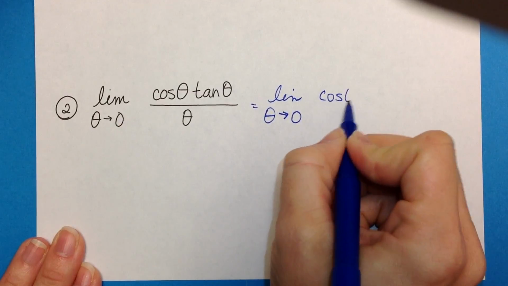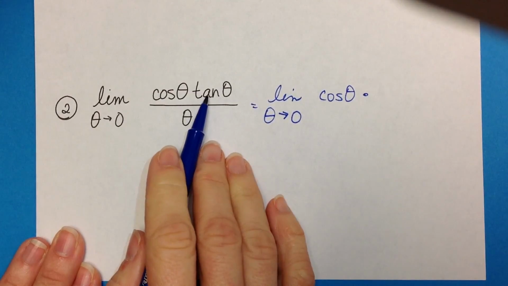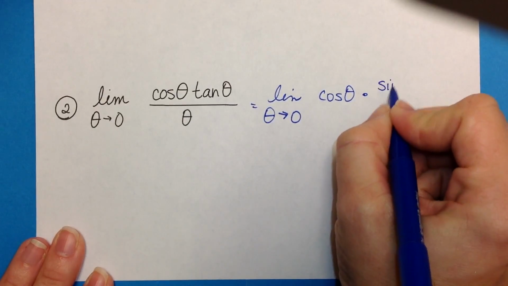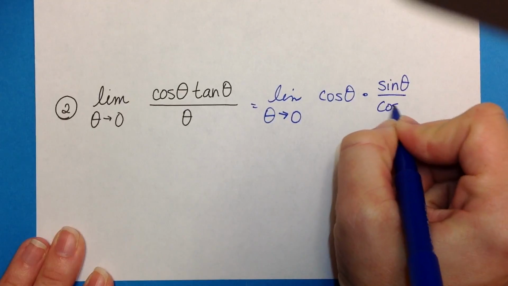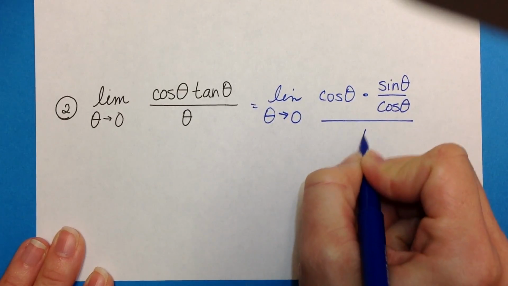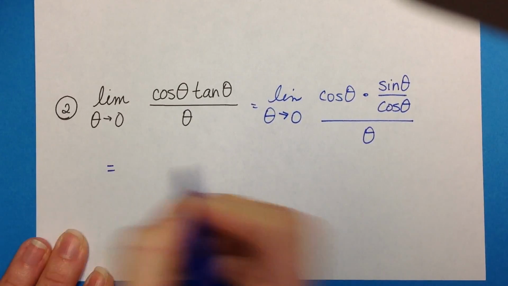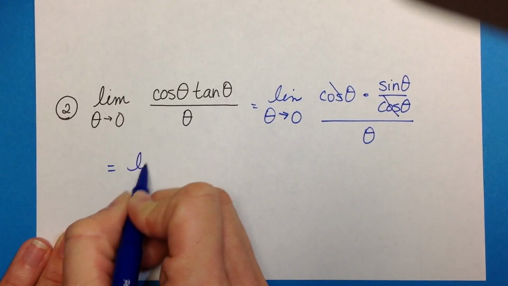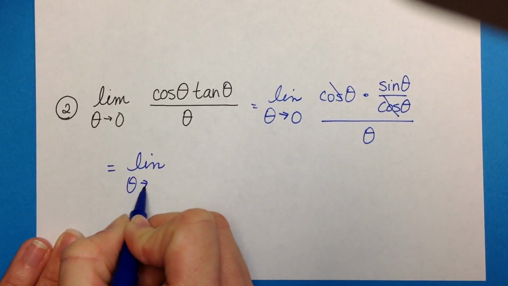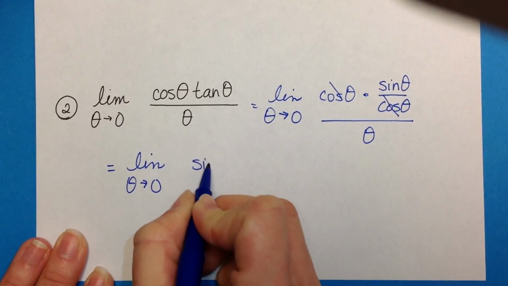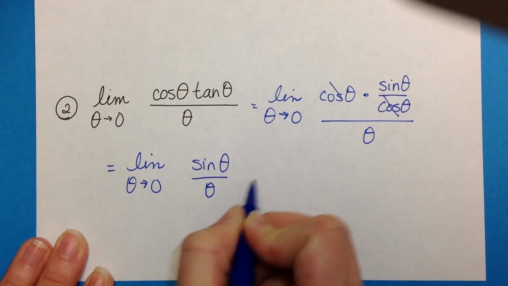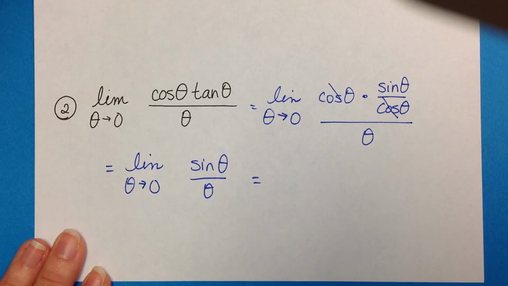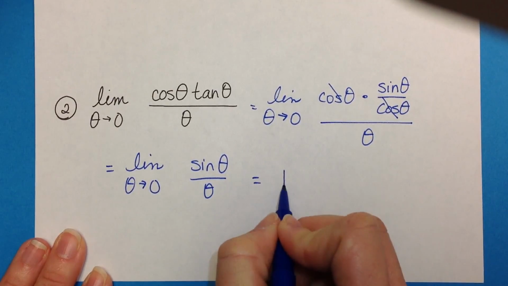Alright, so first of all, what you're going to want to do is replace tangent with the ratio identity, which is sine over cosine. And then doing a little bit of simplifying here in your numerator, what will happen is your cosines will cancel out. So that would just leave you with sine theta over theta. And of course, this is exactly that first trig limit that was on that list. So therefore, that's just equal to 1.